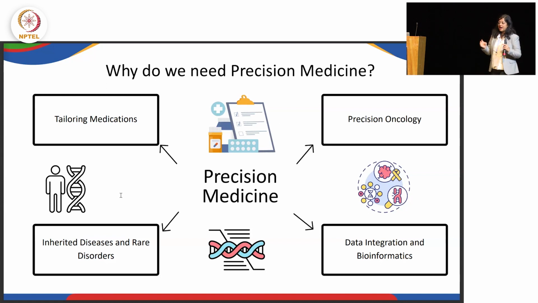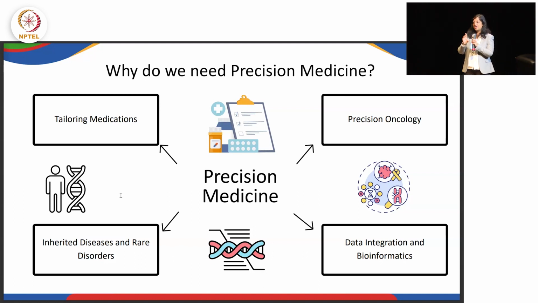Because for any mutation to express or to show any effect on an individual, there should be 2 copies of that allele. We all have biallelic genes, 2 copies of each allele, where 1 copy comes from the mother and the other copy comes from the father. So if those 2 copies are there, then the mutation is going to cause an effect. So we also do these screenings.